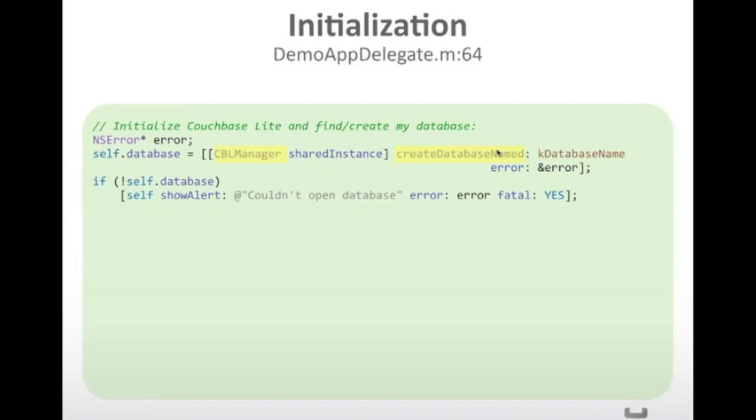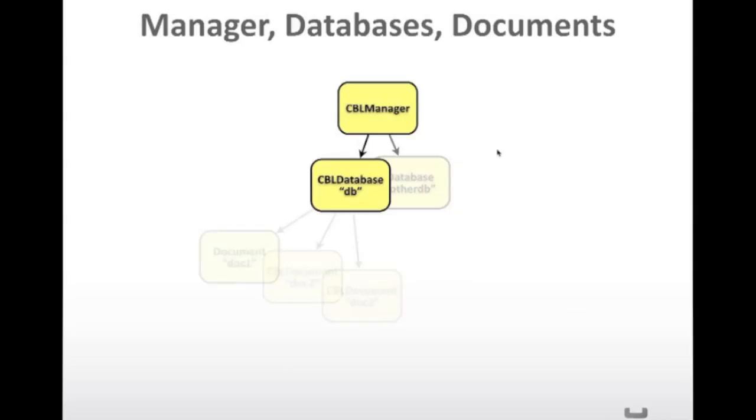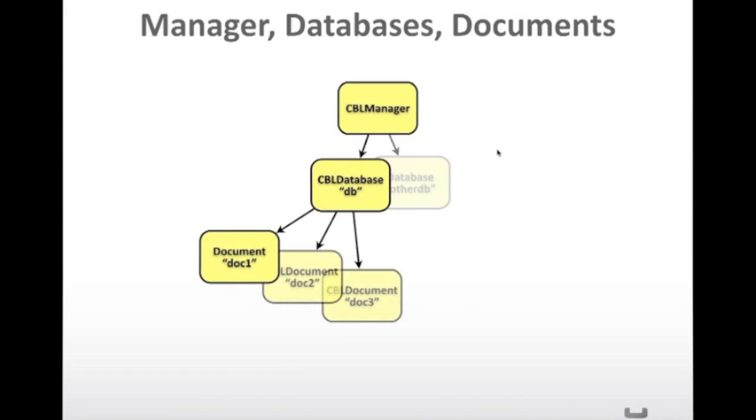This is the stuff that will go into your usual application did finish launching method. The main thing we're doing here is grabbing this CBL manager object, which is the sort of central point or singleton, and telling it to create a database. So here's a little bit about the object model. A CBL manager, there's typically just going to be one of these. It's mostly used as a container for databases, named databases. So here we have a database called DB. There can be other databases as well, although a typical app is just going to use one.